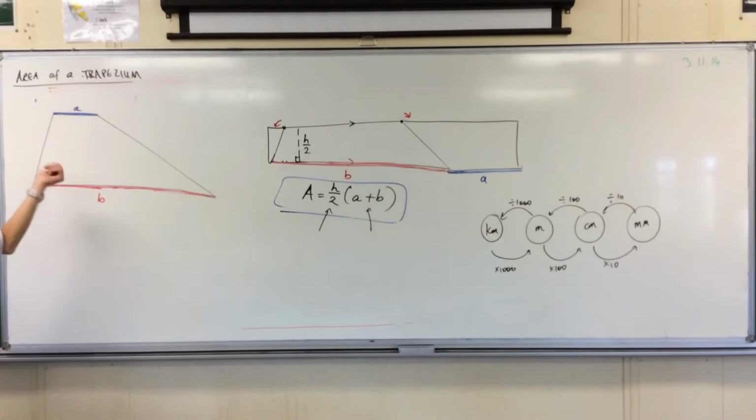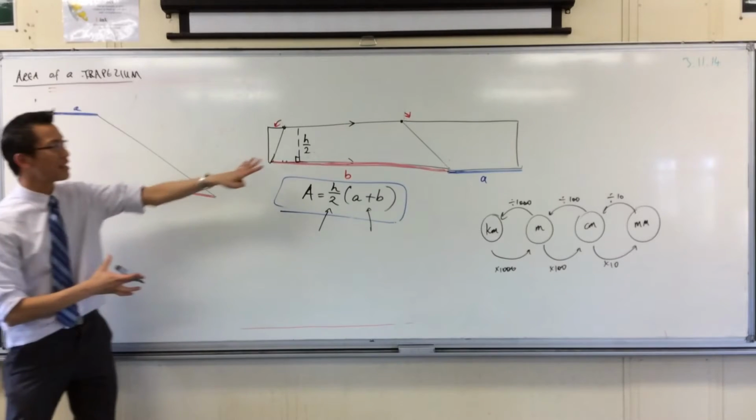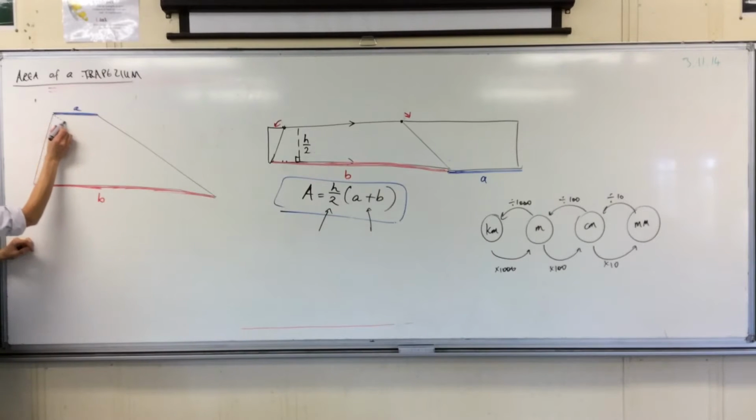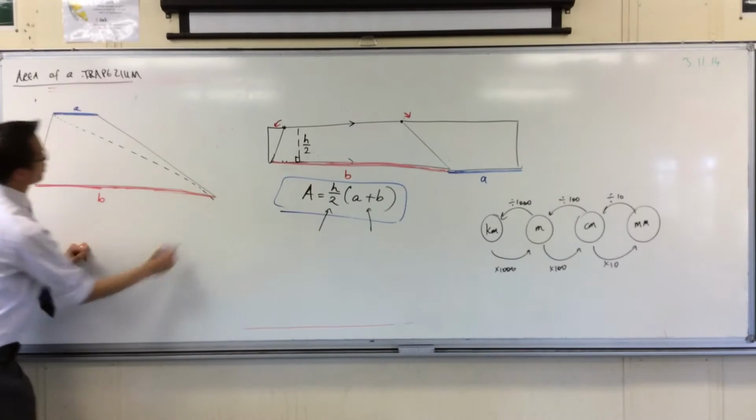Here's a new trapezium. You're going to copy it down in a second, right? I don't have to necessarily do all this chopping and shifting and changing if I can divide it up into shapes that I do know the area of, right? So for instance, here's one way to do it. If I join a diagonal, like so, okay?